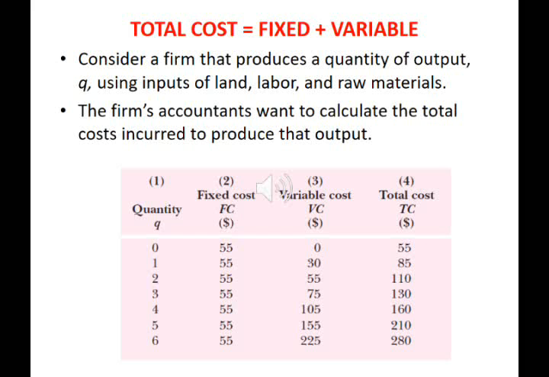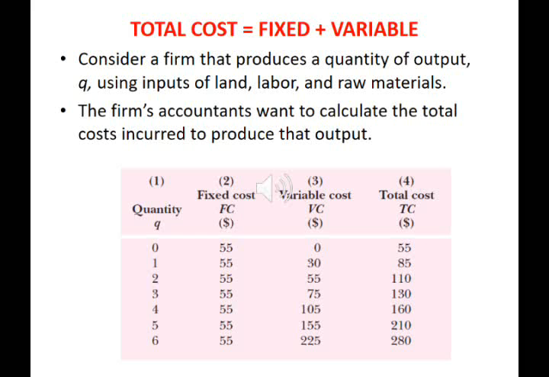Let's consider a firm that produces a quantity of output, which we are going to call Q, as is clear from the first column in this table. And this firm uses the following factors of production, or inputs, to produce that output Q. It uses land, labor, and raw materials. So the firm's accountants want to calculate the total cost incurred by the firm to produce that output.